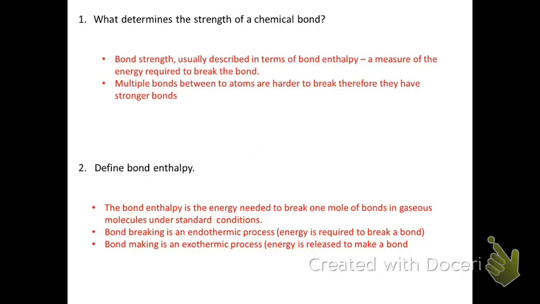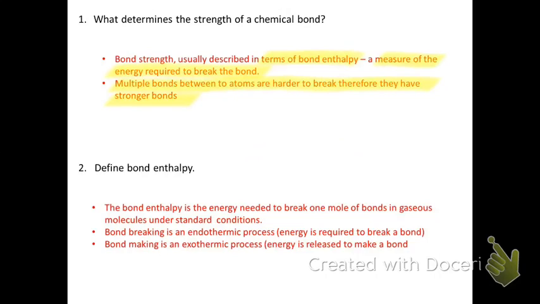Let's move on. Alright. A more important topic than bond length is the strength of chemical bonds. Typically, when we look at the strength of a chemical bond, we look at it in terms of what is known as bond enthalpy. And bond enthalpy is purely a measure of the energy required to break a chemical bond. And so what we find as a trend is that multiple bonds between atoms are harder to break and therefore are referred to as stronger bonds.